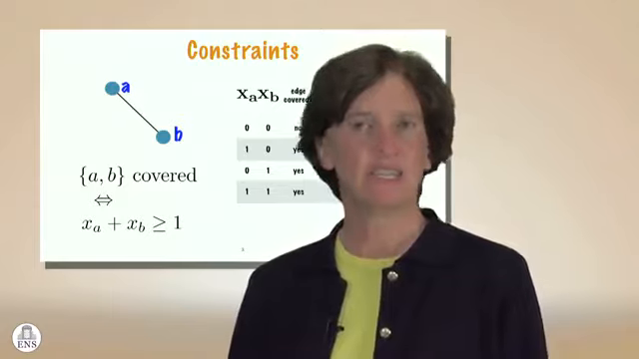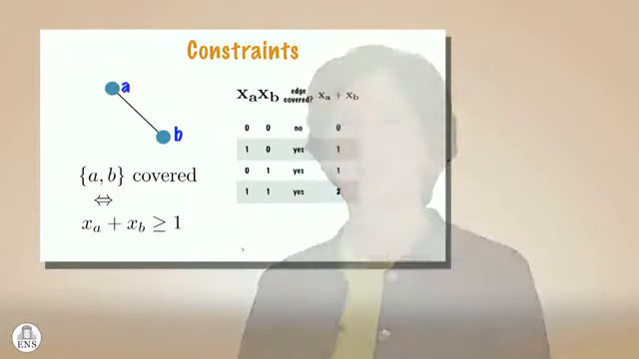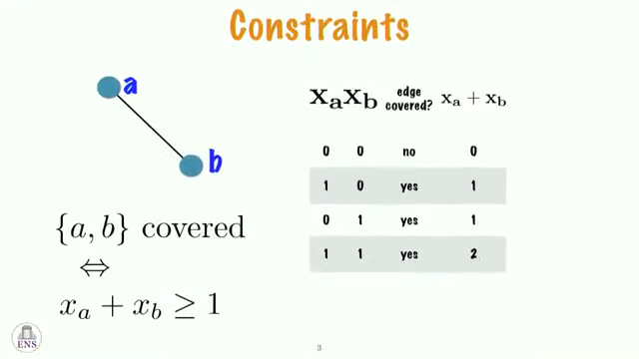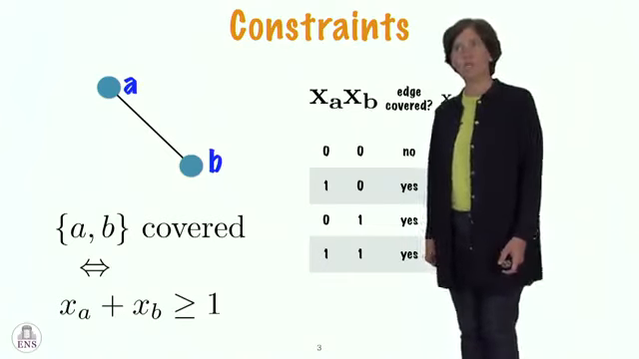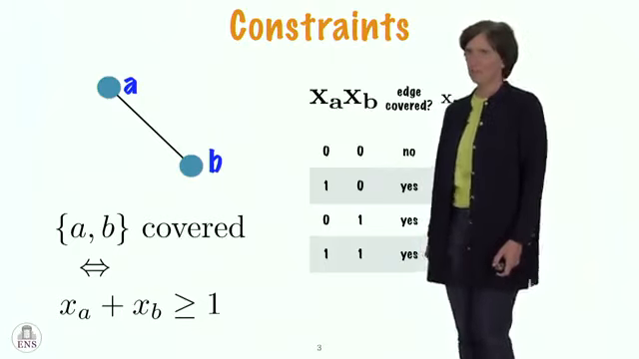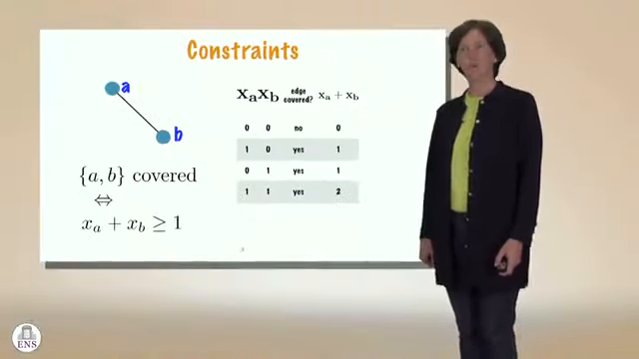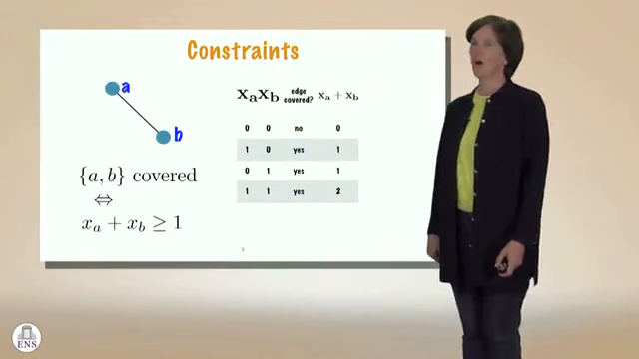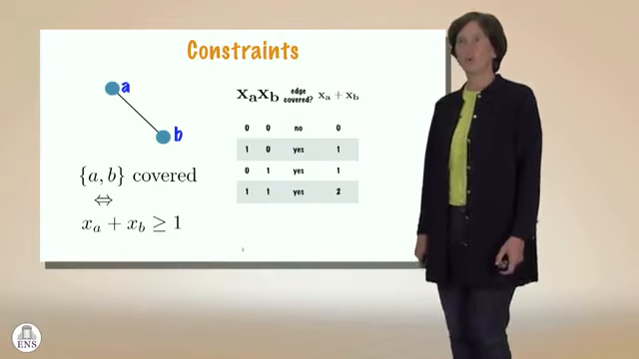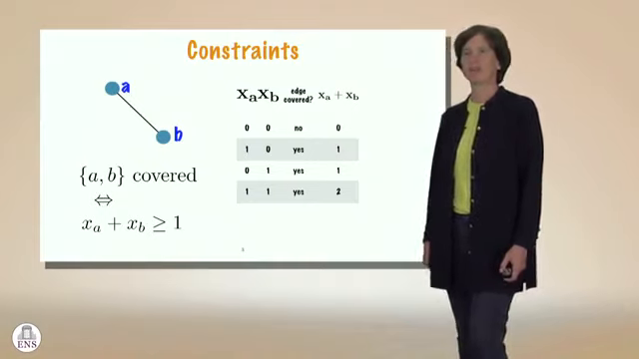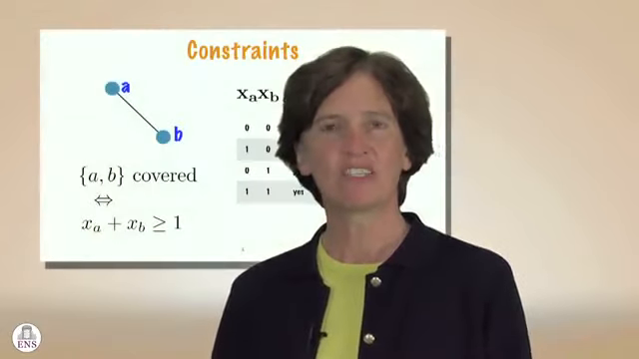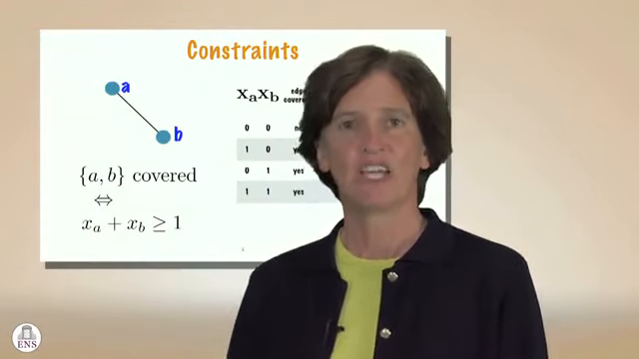Now, what we need is an idea. The idea is, let us compute the sum x sub a plus x sub b. And observe, in these four possibilities, what do we have? 0 plus 0 equals 0. 1 plus 0 is 1. 0 plus 1 is 1. 1 plus 1 is 2. So the four possibilities for the sum are 0, 1, 1, 2. And we want to express the fact that the bottom three are a cover of the edge. The first one is not valid. Very simple: x sub a plus x sub b is greater than or equal to 1. This expresses the fact that our vertices cover the edge AB.